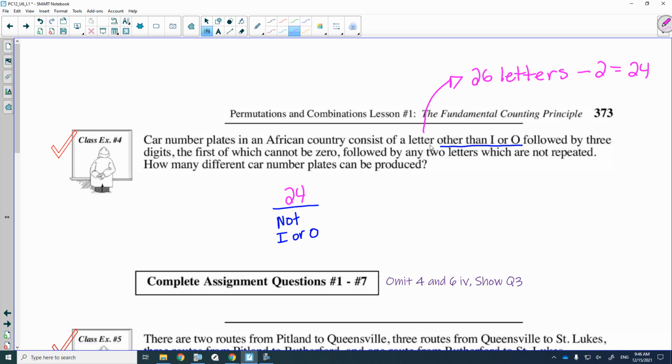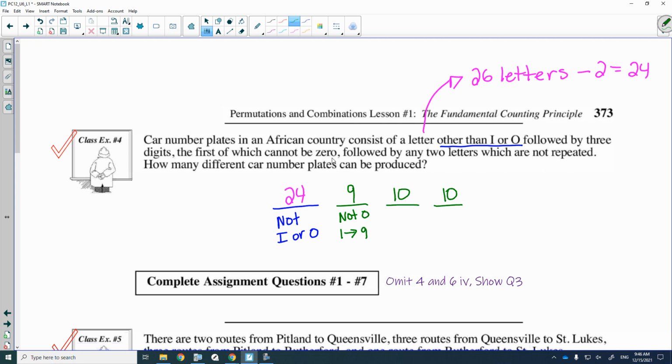It consists of a letter followed by three digits. So after the letter, you've got three numbers. Number, number, number. Here's the restriction. The first digit cannot be zero. Okay, so if it can't be zero, that means it could be the numbers 1 through 9. So there are 9 choices to go there. That's the only restriction for this first one. They don't give any other restrictions for these numbers, so you've got 10 digits to choose from there and 10 digits to choose from here.